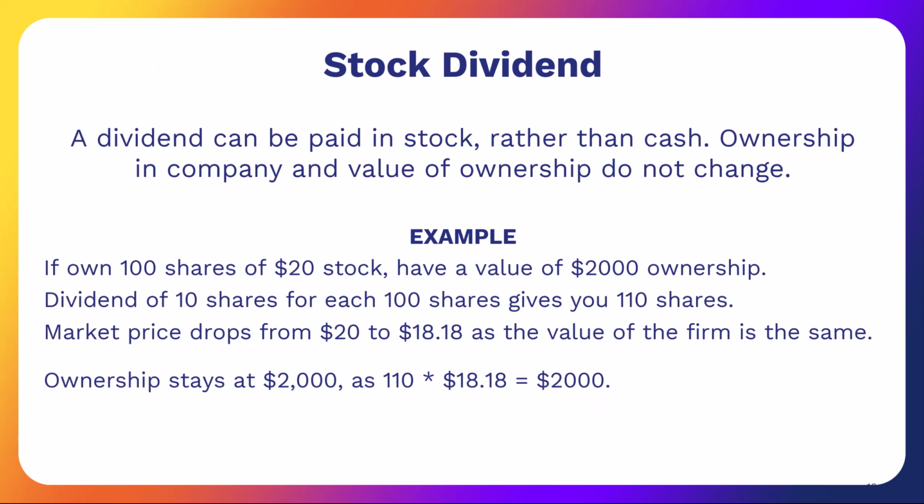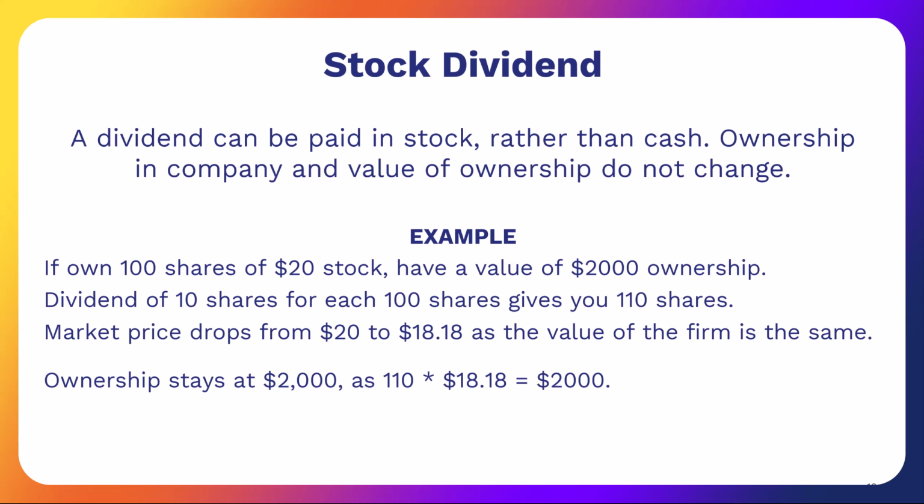A stock dividend is a way for the company to distribute a, quote, dividend without spending any cash. This is essentially a restructuring of the capital structure. Each investor receives their percentage control, so the value and ownership does not change. So if you owned 100 shares of $20 stock, you have a value of $2,000. A dividend of 10 shares for each 100 shares gives you 110 shares.